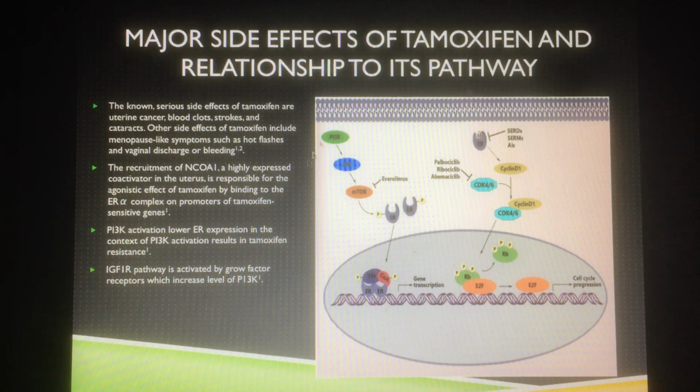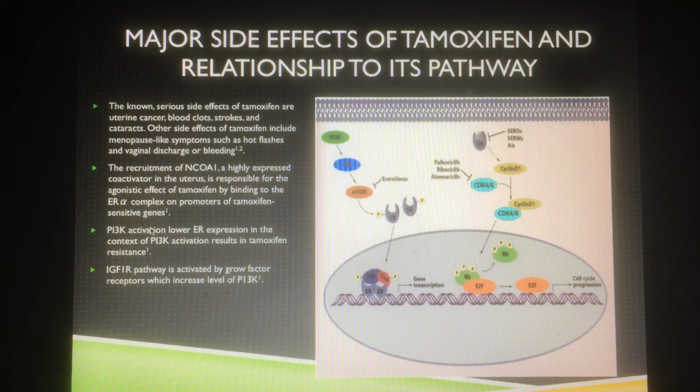So, the major effects of tamoxifen and their relationship to its pathway. We know that the serious effects of tamoxifen are uterine cancer, blood clots, strokes, and cataracts. Other side effects of tamoxifen include menopause-like symptoms such as hot flashes and vaginal discharge or bleeding. It happens by the recruitment of NCOA1, which is a highly expressed coactivator in the uterus. It is responsible for the agonistic effects of tamoxifen by binding to the ERA complex on promoters of tamoxifen-sensitive genes.